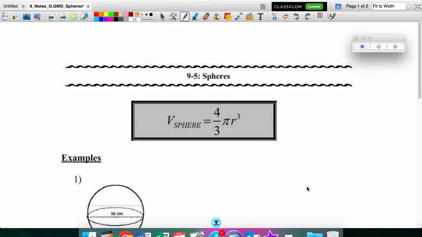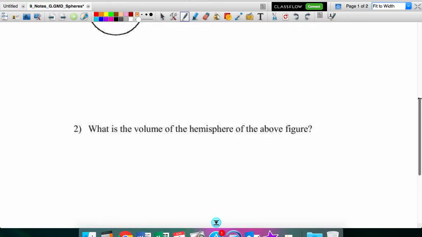Our 9-5 notes on spheres should be relatively short. Our formula is a little bit more complicated looking with 4/3 pi r cubed. But the good news is that there's not a whole lot of tricks, twists, and turns within this formula. All we need is the radius, and then we're just ready to plug it in. So let's take a look at our examples.